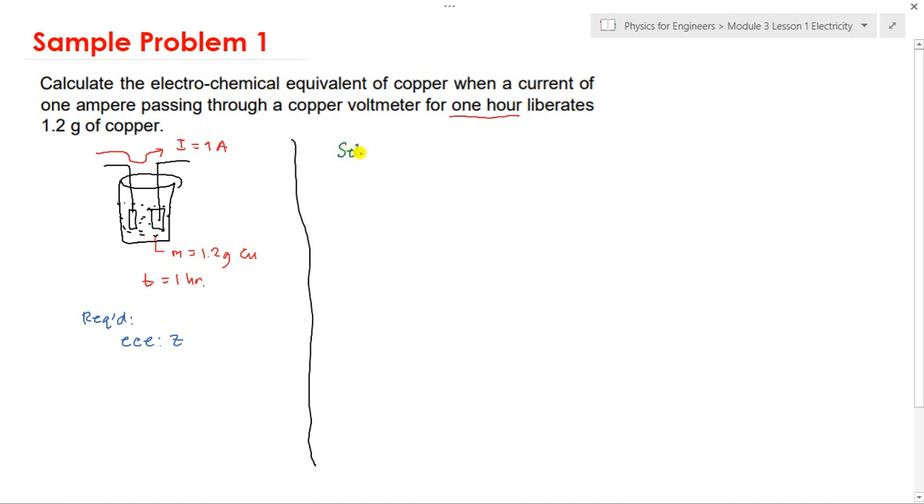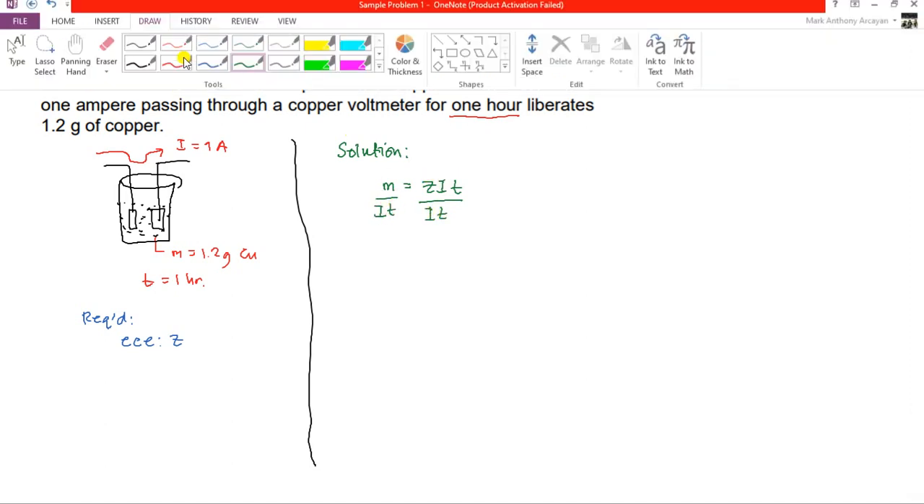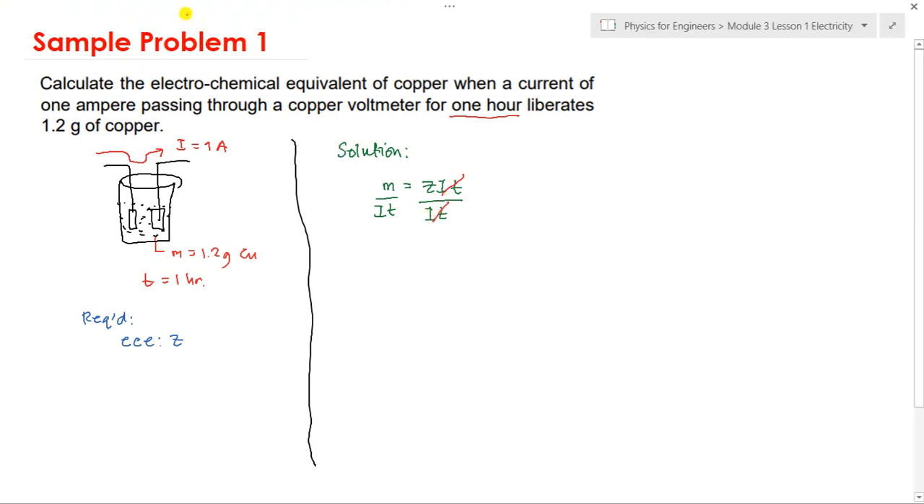Solution. That is, the mass is equal to Z, the electrochemical equivalent, multiplied by the current times the time. Since we're going to find Z, we're going to divide both sides by IT. So this one will be cancelled out. What's left is Z is equal to the mass over IT. Then plugging in the values.